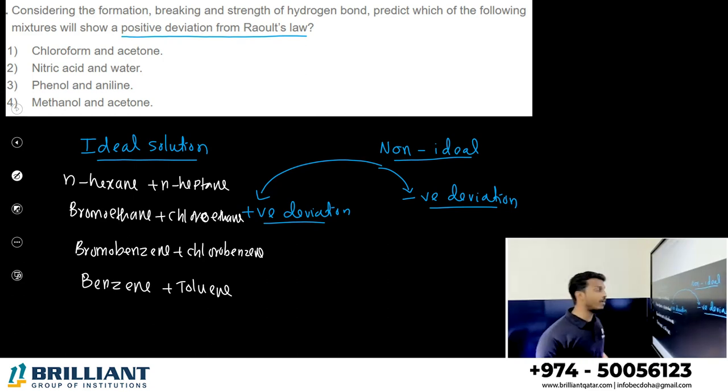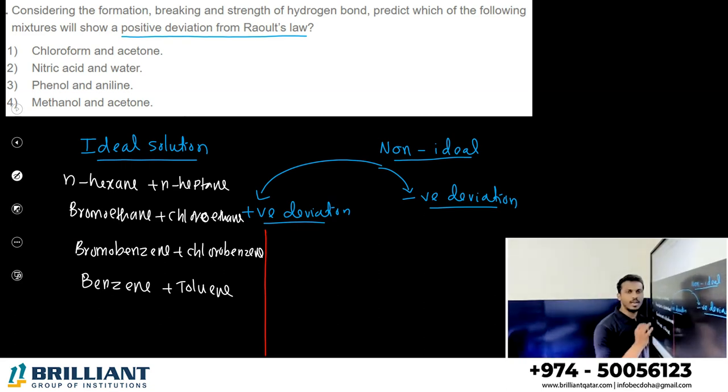What about positive deviation? There are a lot of examples. Positive deviation is mainly given by acetone compounds. What is meant by acetone? Propanone. Acetone with ethanol.